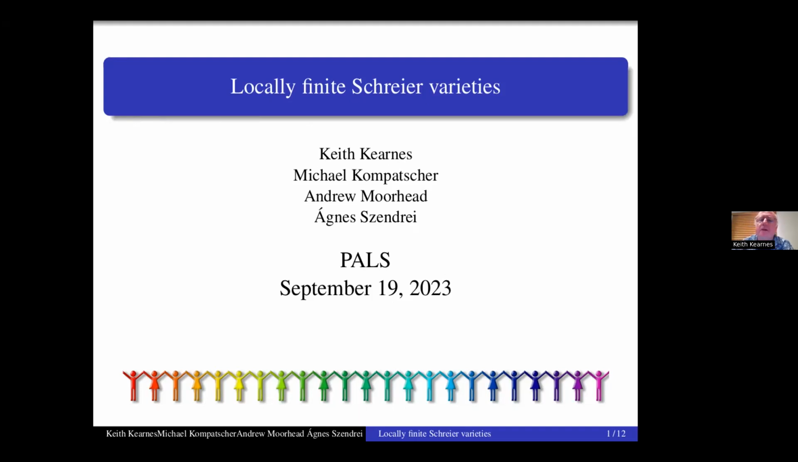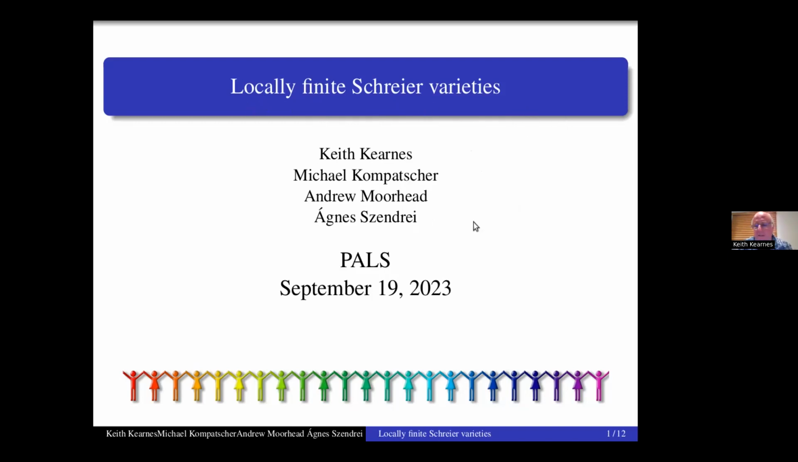So we were talking, some of us were talking, and Andrew told me that Michael and he were thinking about Schreier varieties in a certain context. And then he said, we really don't know anything about Schreier varieties at all. And he started to enumerate various situations where they know nothing about Schreier varieties. And he happened to mention locally finite Schreier varieties. And my reaction at that moment was just to start sputtering, like, this is impossible. You can't have any non-trivial locally finite Schreier varieties.